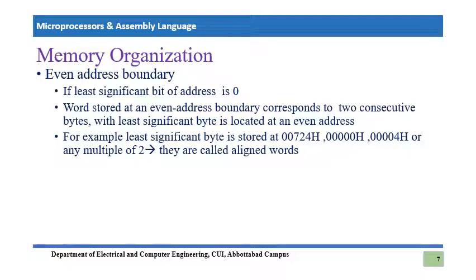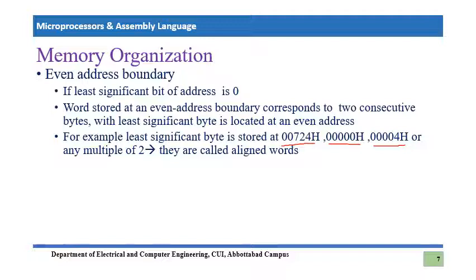Just to provide you a simplified example, we have least significant bytes. If the least significant byte of the word which is being fetched is stored on these locations 000, 724 or 000 or 004 or any multiple of 2, they are definitely even address boundaries, and they are also known as aligned words. And it's a new concept compared to the even address boundary or the odd address boundary.